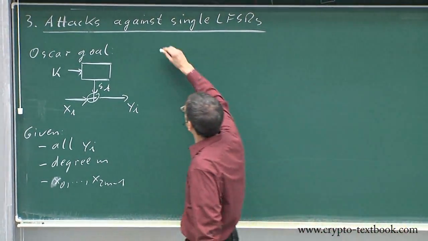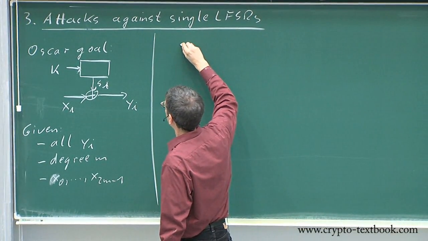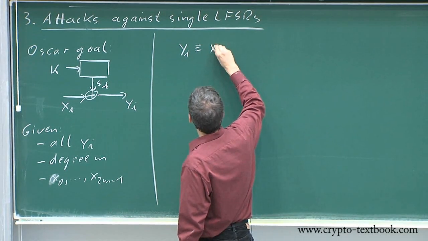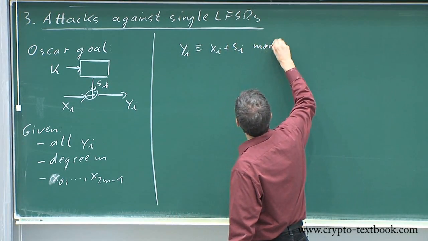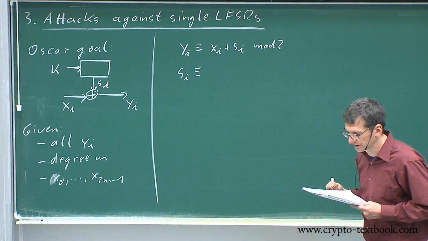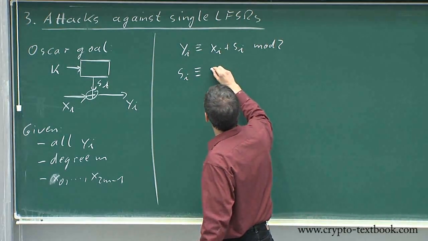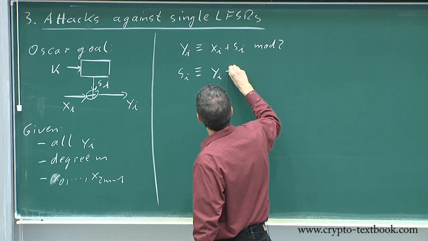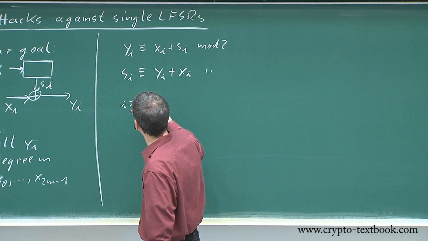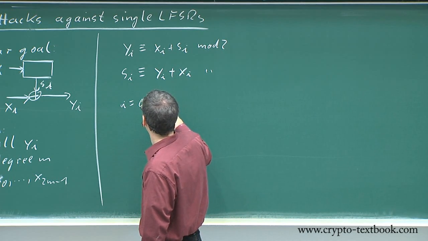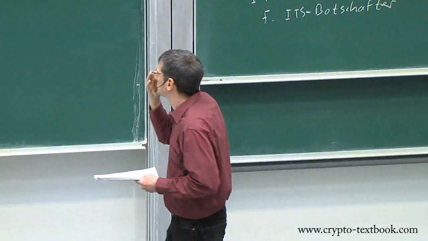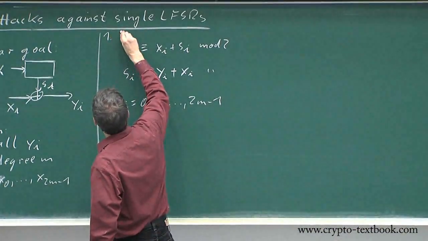Okay. So the first thing that he can do is, since he knows that yi is computed as xi plus si mod 2, just by solving the equation for si, he can recover si, the first si here. So he can do that, very importantly, for i running from 0, 1 up to 2m-1. This is the first step of the attack.